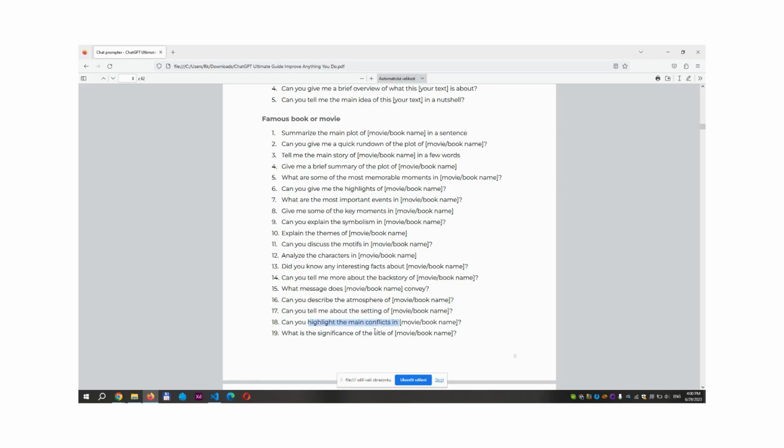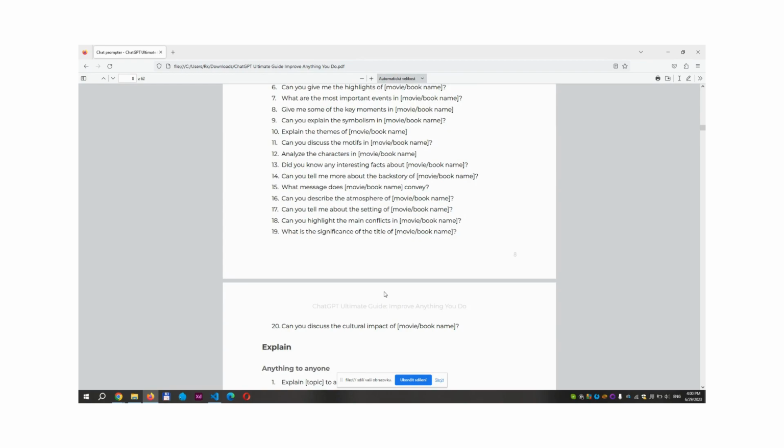Highlight the main conflicts, significance of the title. So why the book or the movie was significant in its time, right? Maybe why it still resonates to this day. So all of these questions can be answered by simply placing these questions in ChatGPT. Can you discuss the cultural impact of a movie or a book?